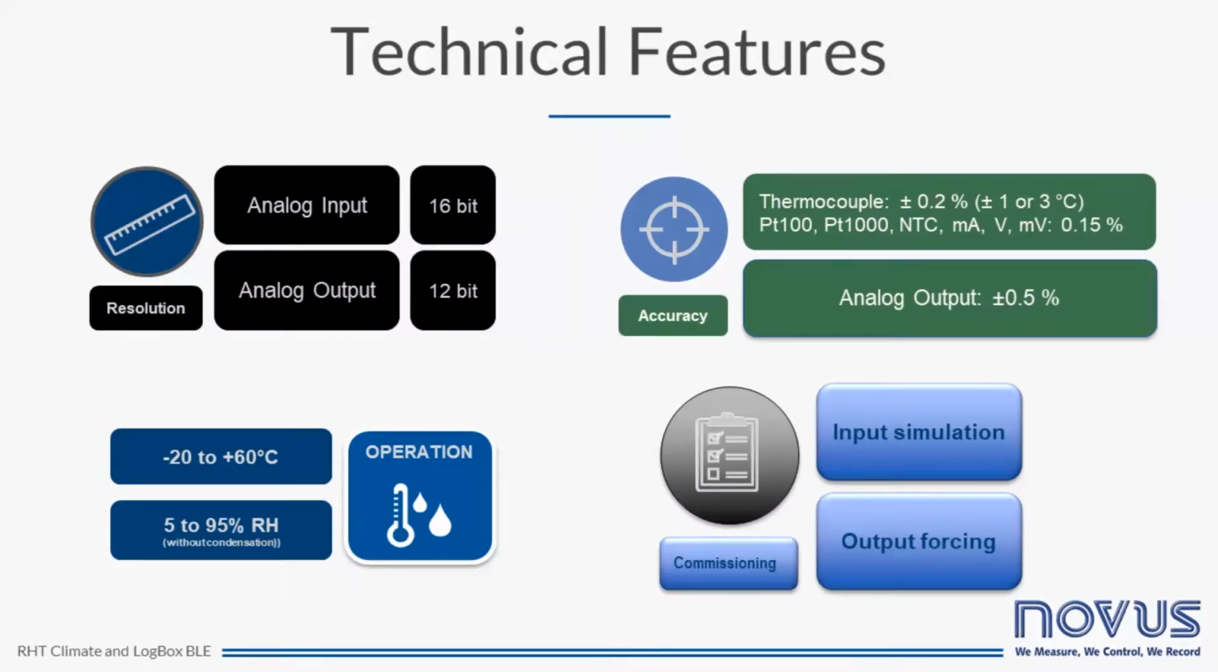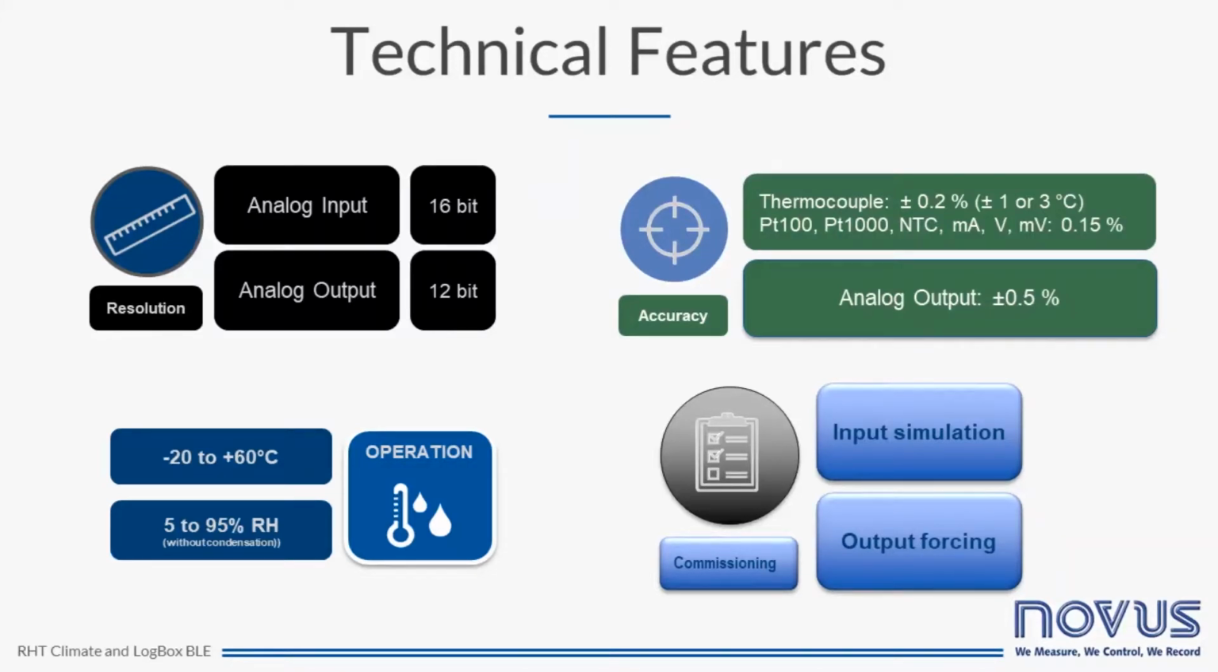Resolution is 16-bit for the analog inputs and 12-bit for the analog outputs. Good enough for most applications for capturing variables from machines or processes in the industry. The accuracy is 0.2% of span for thermocouples, plus or minus the cold junction temperature uncertainty. For all other input signals, the accuracy is 0.15% of span. These include PT100, PT1000, NTC, milliamps, volts, and millivolts.